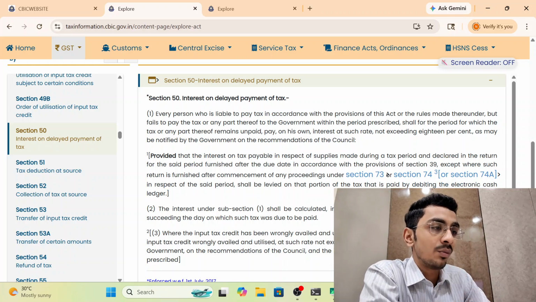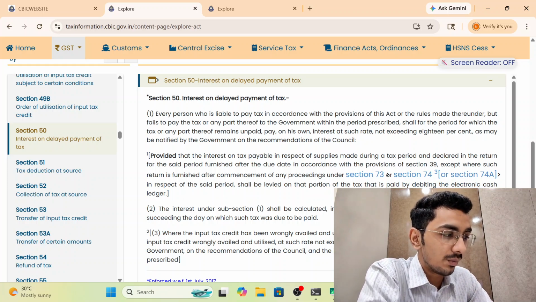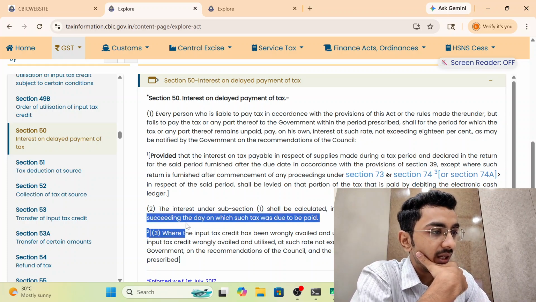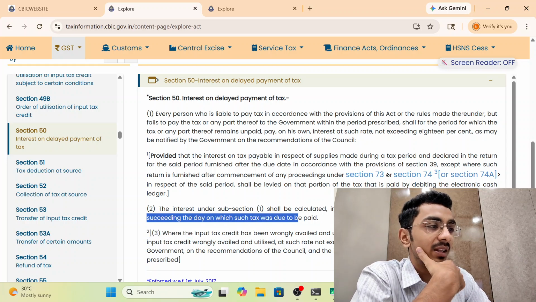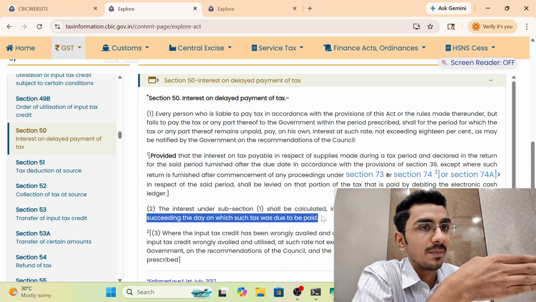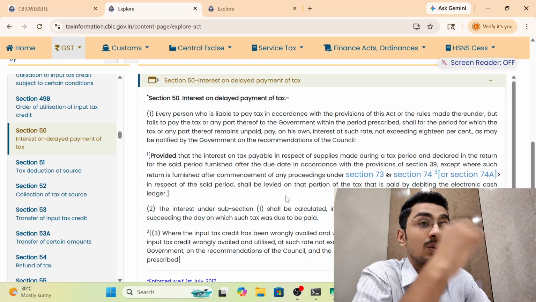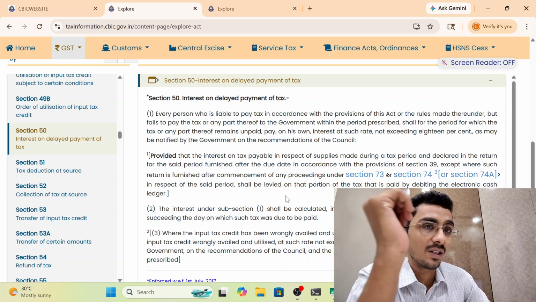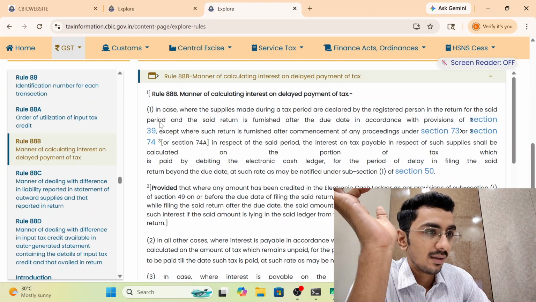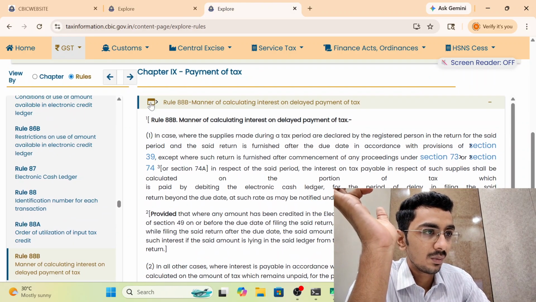Now, coming to subsection 2, which states that interest shall be calculated in the manner as may be prescribed, from the date succeeding the date on which the tax was due to be paid. As I told you, after the due date of payment till the actual date of payment. Now this is with respect to section 50. Now let's go to Rule 88B.